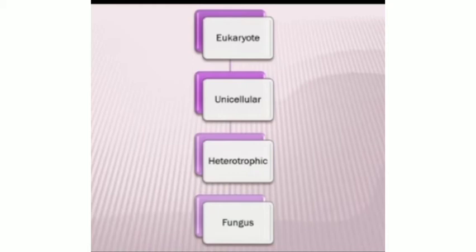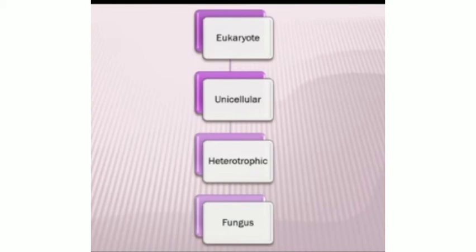eukaryotic, it has a complex cell structure. Unicellular, that is, yeast is a single-celled organism. Yeast depends on other organisms for food. Hence, it is called heterotrophic, and yeast falls in the group of fungus.